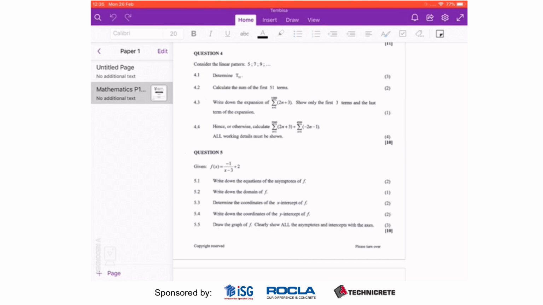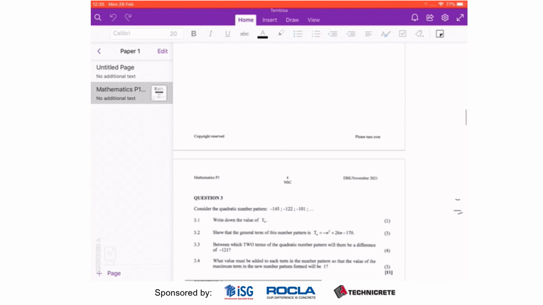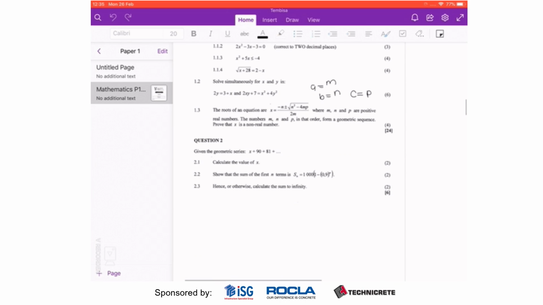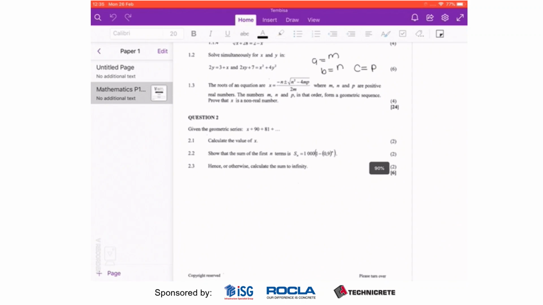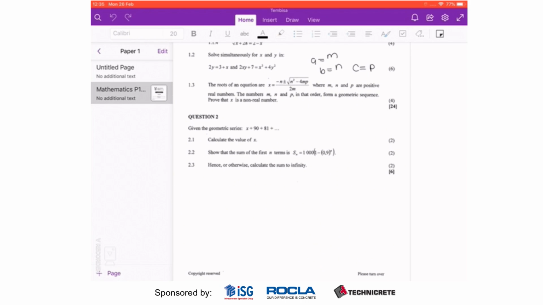Good day. Today we will be continuing by looking at November 2021, and we're going to start by looking at question 2. So in question 2 it says given the geometric series. So this is a geometric series. The first point says calculate the value of x.